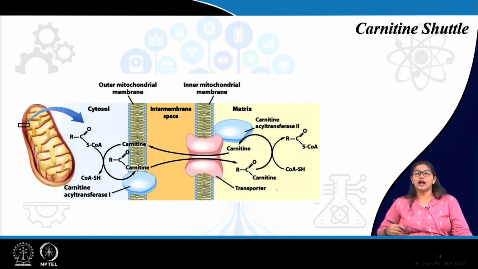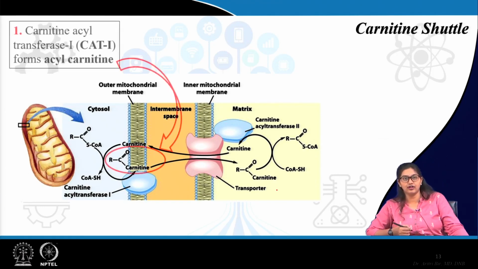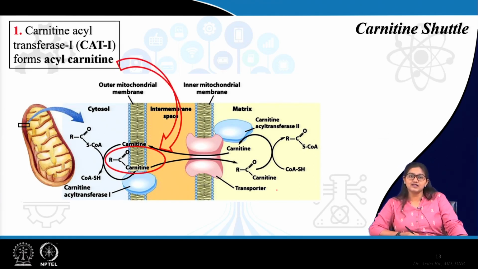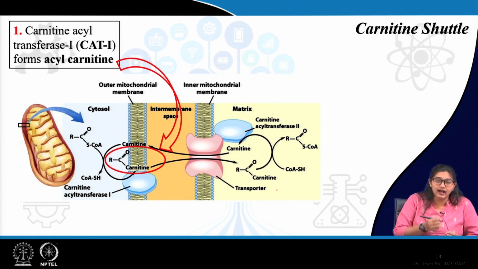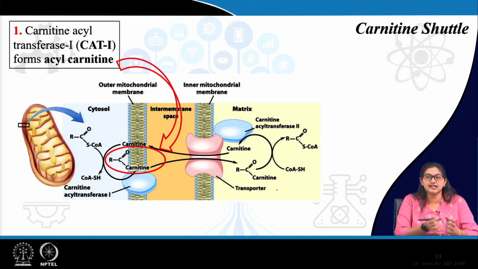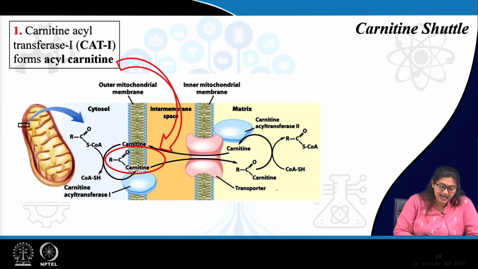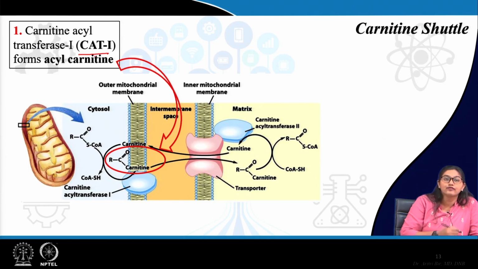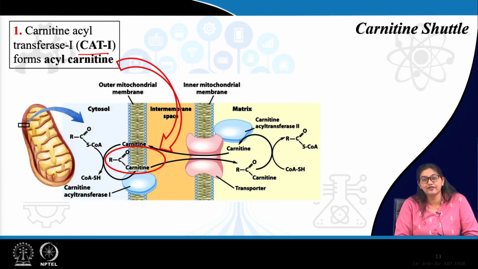So, there is osteoporosis in elderly subjects when there is carnitine deficiency. So, this is our carnitine shuttle. Remember, the carnitine shuttle is important for transporting long chain fatty acids from outside the mitochondria to inside the mitochondria. Now, the first step is formation of acyl carnitine. The activated fatty acid and carnitine form a complex, acyl carnitine, with the help of the enzyme CAT1, carnitine acyl transferase 1.